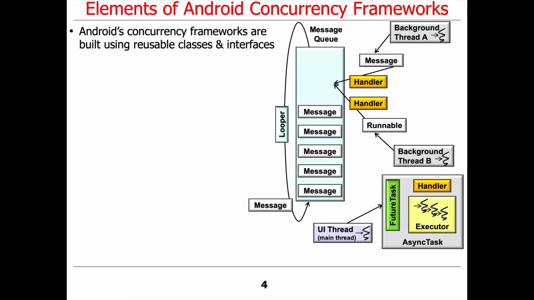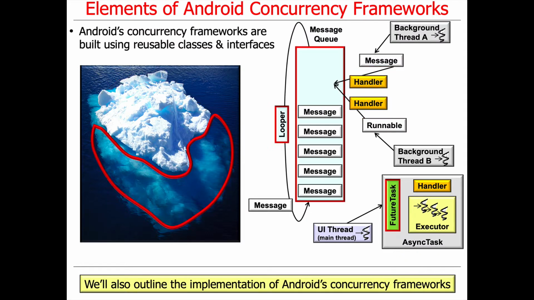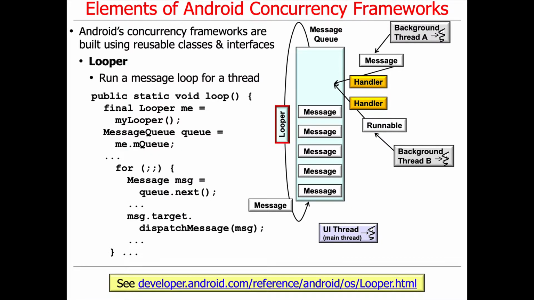Android's concurrency frameworks are built using reusable classes and interfaces. We're going to focus both on the classes and interfaces used to write concurrent Android programs, in other words, the actual artifacts that you would see as an application developer. And we'll also outline the implementation of Android's concurrency frameworks from an internals perspective, though we won't be spending quite as much time on those topics in this particular lesson.